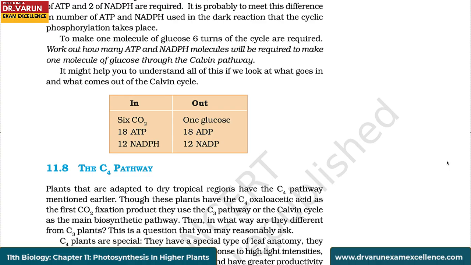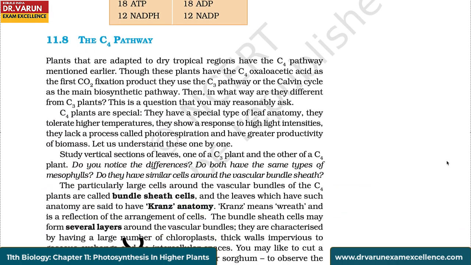Work out how many ATP and NADPH molecules will be required to make 1 molecule of glucose through the Calvin pathway. It might help you to understand all of this if we look at what goes in and what comes out of the Calvin cycle. 6 carbon dioxide, 18 ATP and 12 NADPH go in. 1 glucose, 18 ADP and 12 NADP come out.